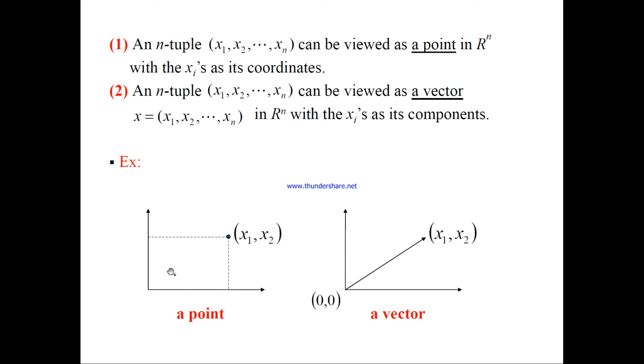These are the two pictures, a point and a vector, that you can see here. A vector will always have a direction, and that is what you can see as an arrow here, whereas x1 and x2 as a point tell you the y coordinate and the x coordinate. This is the difference between a vector and a point. From 0 to x1 is one vector, from 0 to x2 is another vector. So x1 and x2 are the components of this particular vector when you view this n-tuple as a vector.